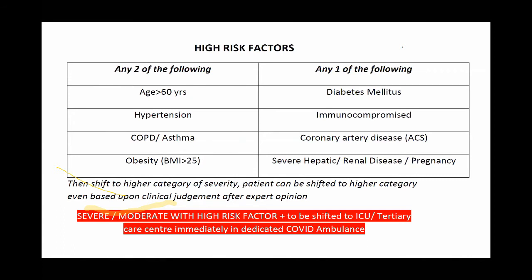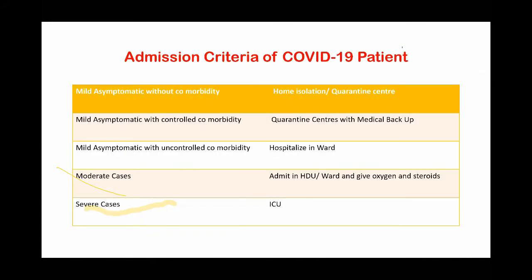Now, we get many frantic phone calls saying I have got COVID positive, what should I do? So if it is a mild, asymptomatic case without any comorbidity, we give medication and can do home isolation, or depending upon the place, we do quarantine at the center.